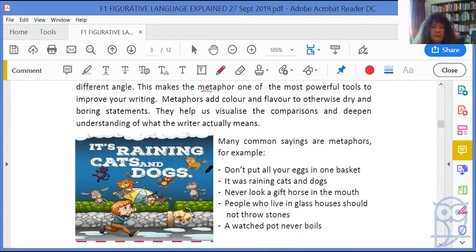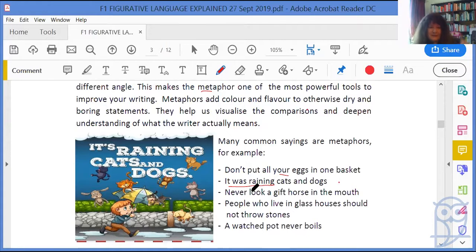Let's look at some common metaphors. Don't put all your eggs in one basket. You can't really do that. We know what that means. It means something different to what we're saying. This very common one, it was raining cats and dogs. No way, we just know there's heavy rain on the way.